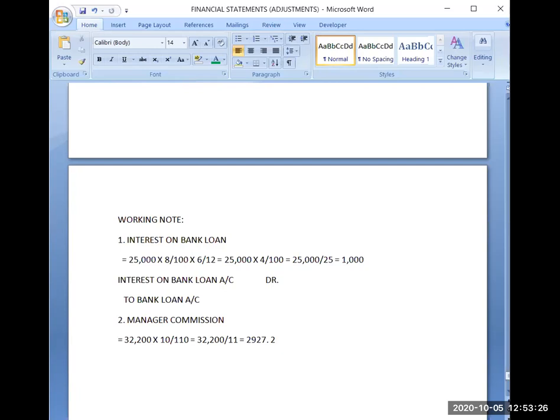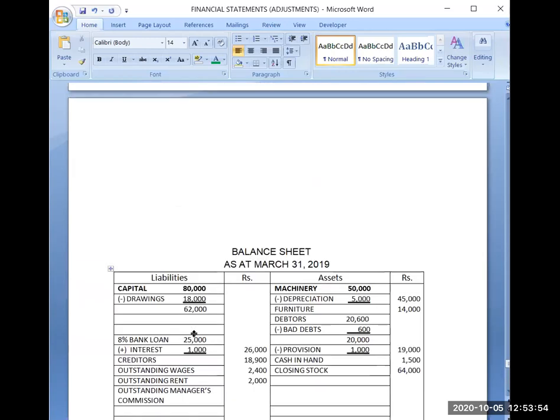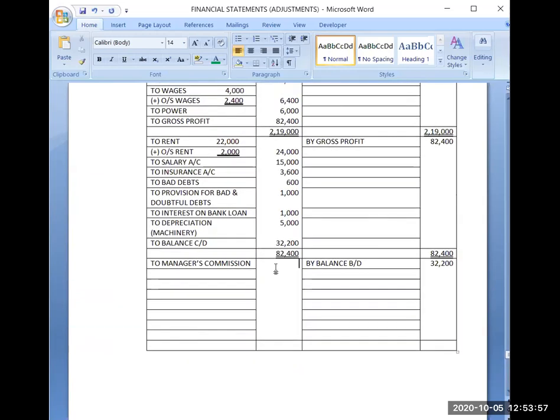So because this 0.2 is not greater than 0.5, I will remove it and it will remain like this only. If it would have been 0.5 or more than 0.5, then I would have made it 2,928. This is the rule for rounding it off. So I hope this point is also clear. So my manager commission is now 2,927 rupees. So now I will write the amount here, 2,927, and then I will calculate my net profit.